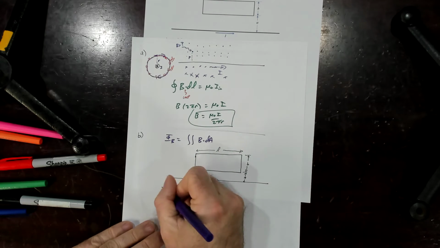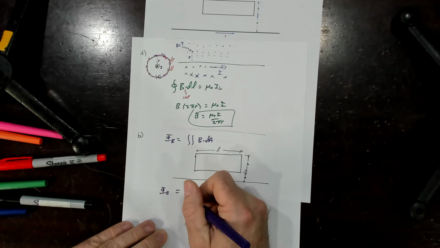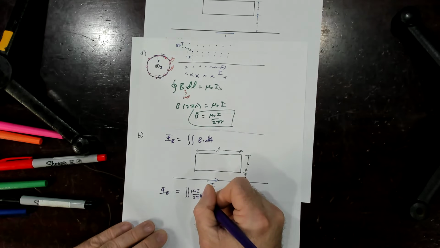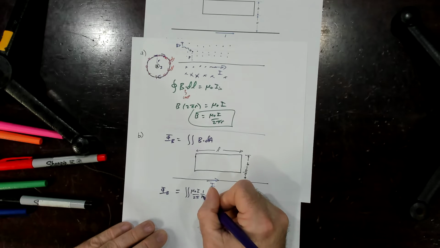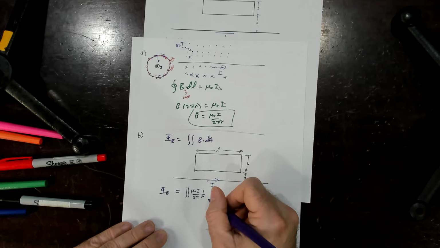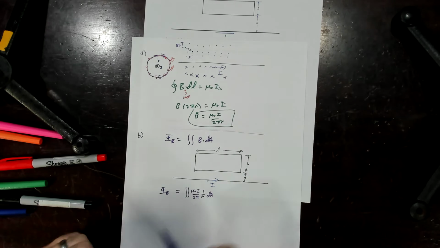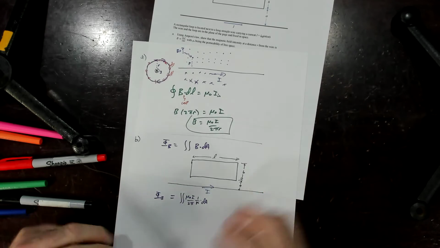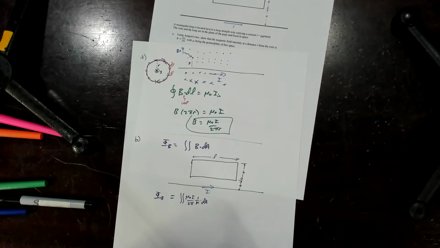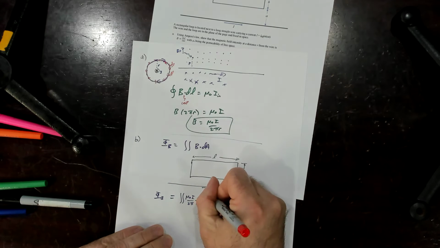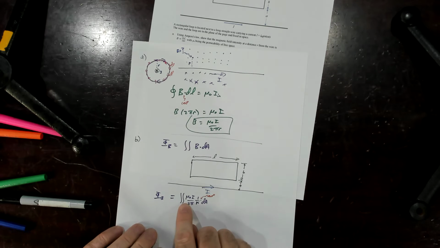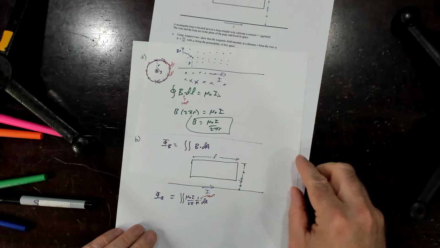So my flux is going to be the integral of mu naught I over 2 pi r dA. Now as far as the dot goes, field's going out, my area vector I make go out. This is just going to be a cosine of 0. I'm going to make that a cosine 0. You can make it 180 if you really want to, but all right.